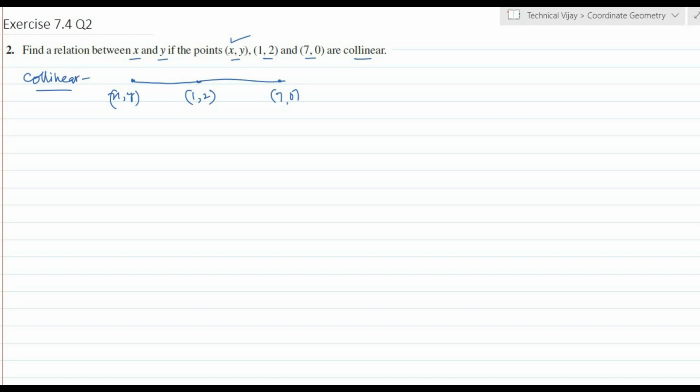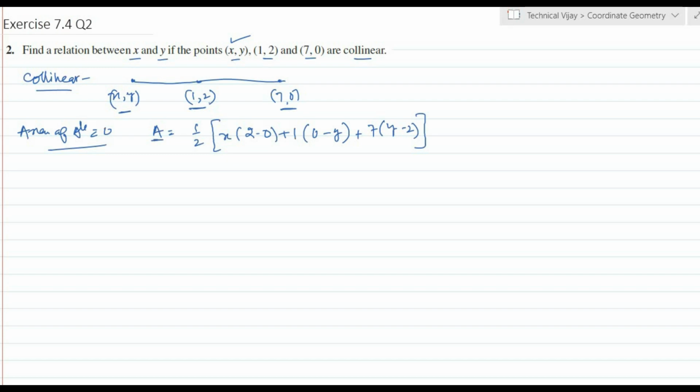Here we know the area of the triangle will be equal to 0 if all the 3 points are collinear. We will use the area of triangle formula and substitute the area as 0. So A is equal to half of x1 (y2 minus y3) plus x2 (y3 minus y1) plus x3 (y1 minus y2). Here x1 is x, so y2 minus y3 is 2 minus 0, plus x2 into y3 minus y1, that is 0 minus y, plus x3, that is 7, into y1 minus y2, that is y minus 2, equal to 0.